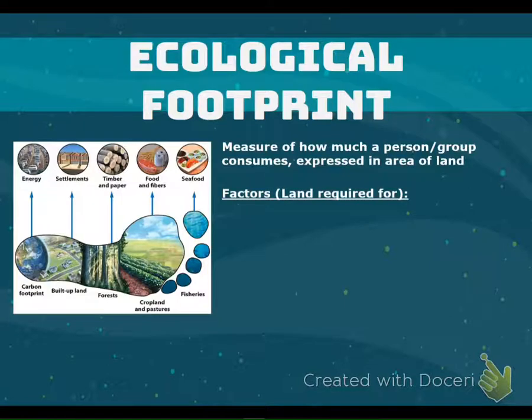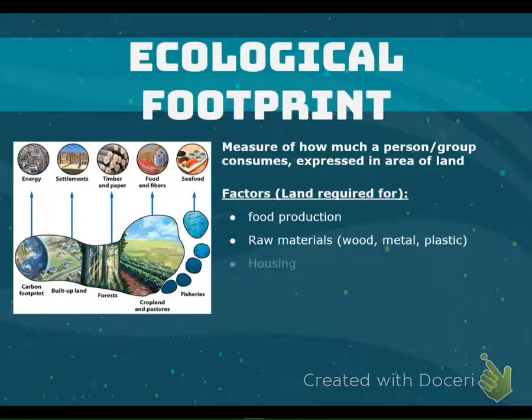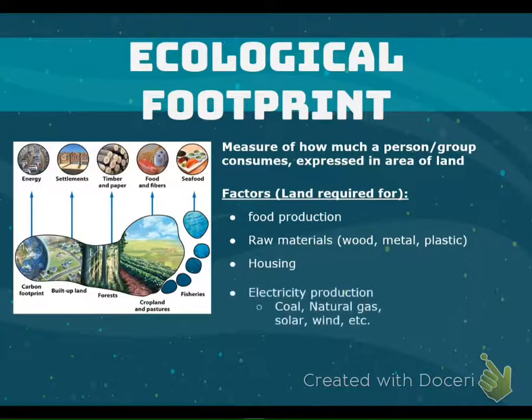Factors that the land is required for would be food production, raw materials such as wood, metal, and plastic, housing, electricity, which would involve the mining of coal, natural gas, the production of solar and wind power, etc. Also, how much land is required for disposal of the waste?